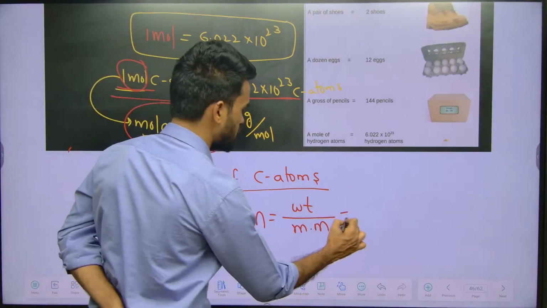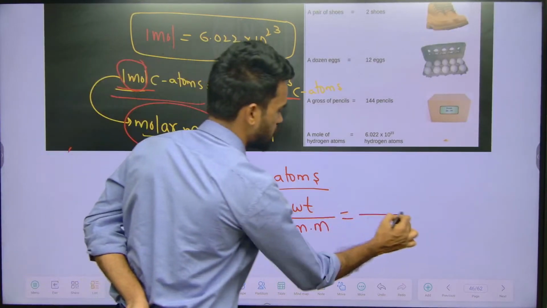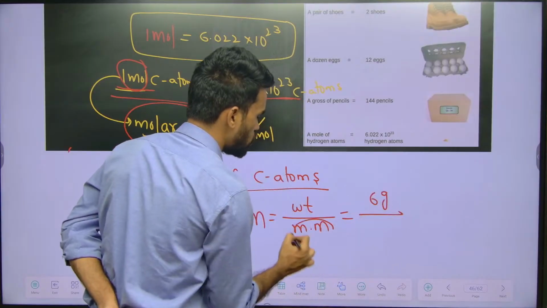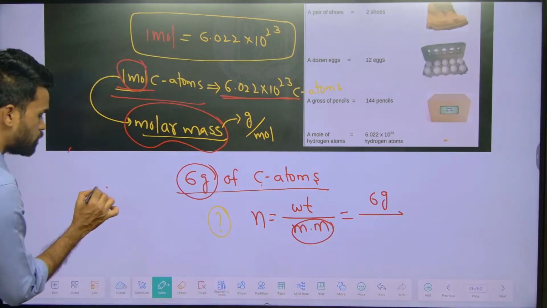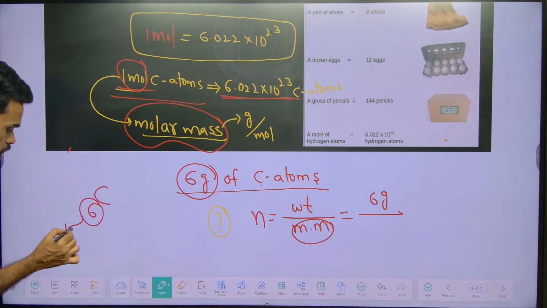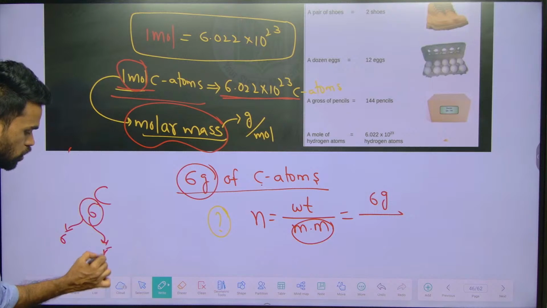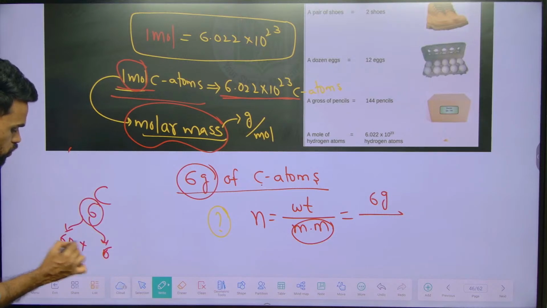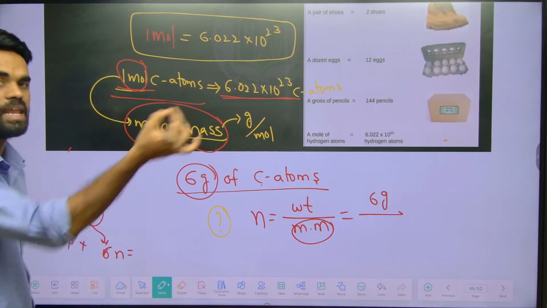What is the given weight in the question? 6 grams. Now you take that in the numerator as 6 grams. What is the molar mass of carbon? See, carbon having atomic number 6, so it contains 6 protons plus 6 neutrons. How many protons and how many neutrons? 6 protons and 6 neutrons, and 6 electrons also.